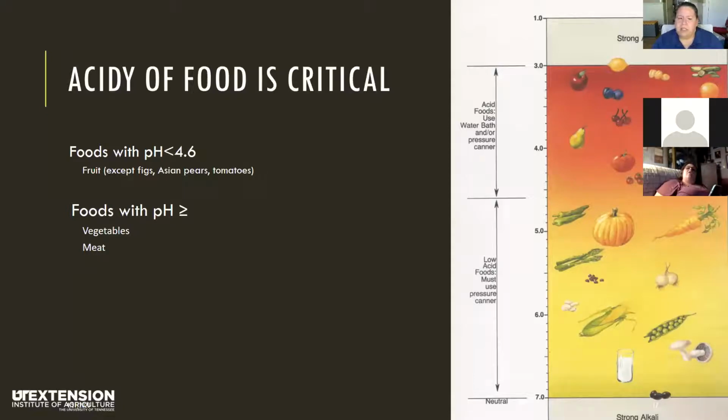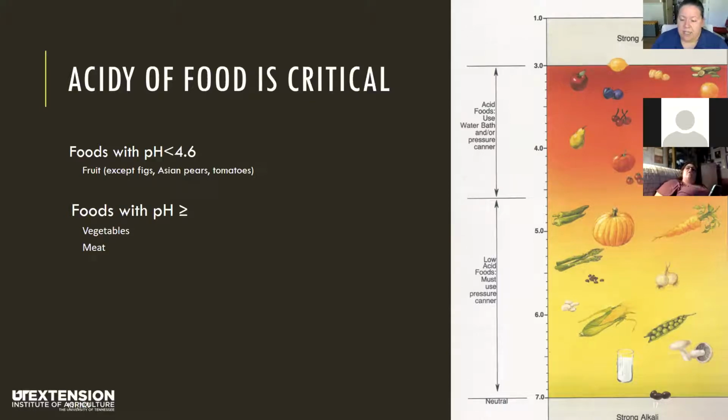You can see in this graph that foods with a pH less than 4.6 are a lot of times your fruits, except for figs, Asian pears, and tomatoes, which are kind of on that brink. Foods with a pH greater than or equal to 4.6 are your meats and vegetables. 4.6 is kind of the breaking point where botulism can actually grow, and that's the reason you want to add acid to your tomatoes.